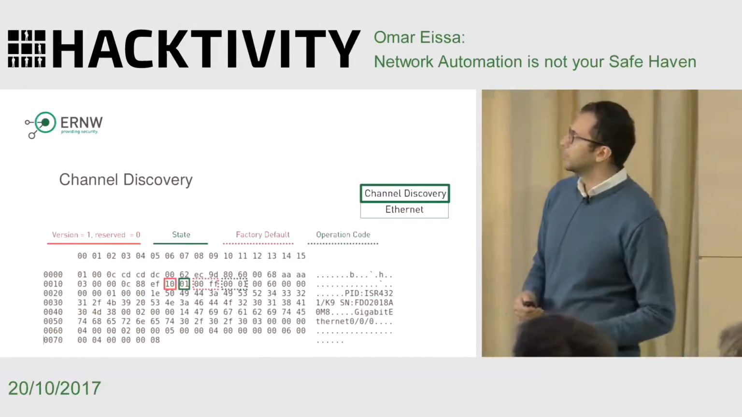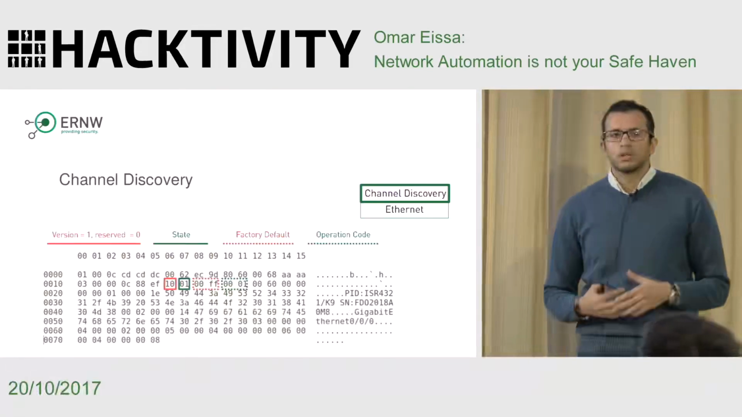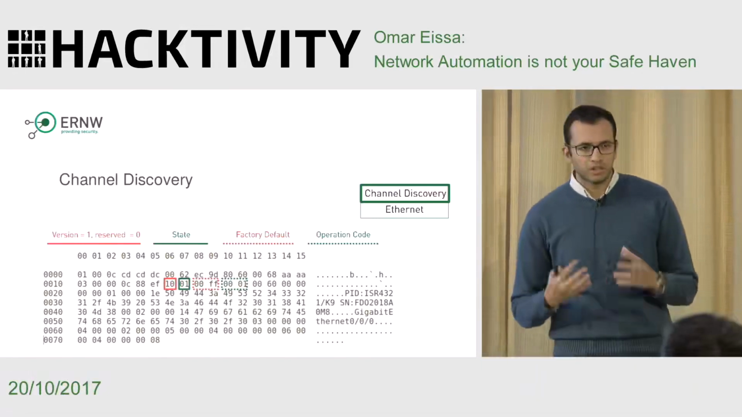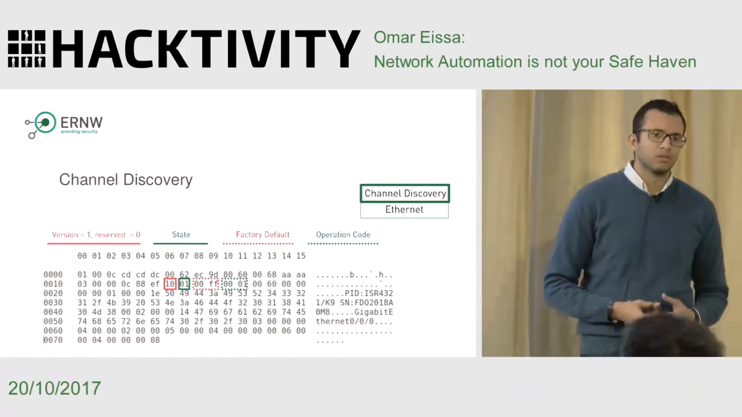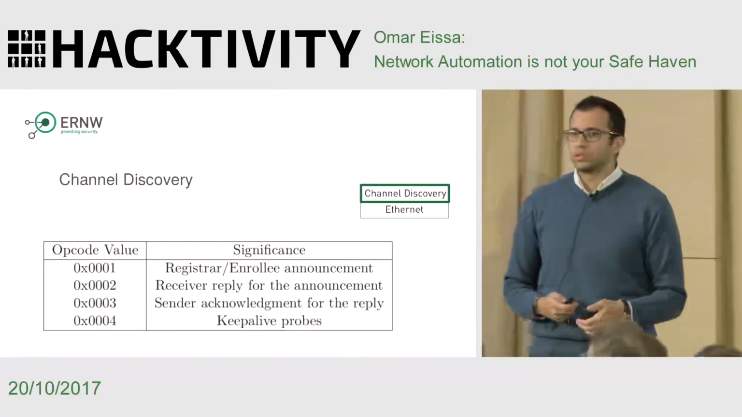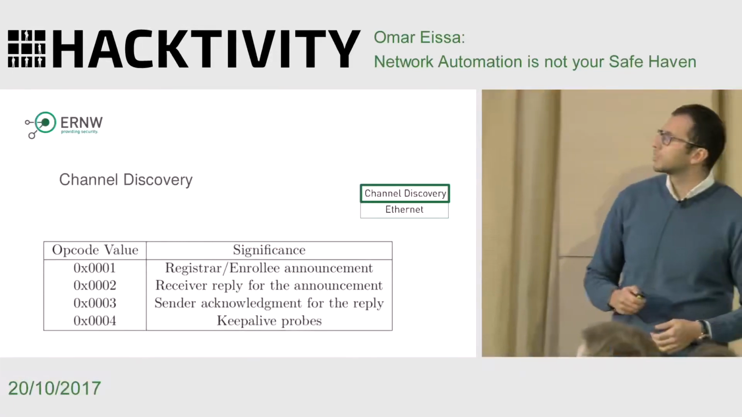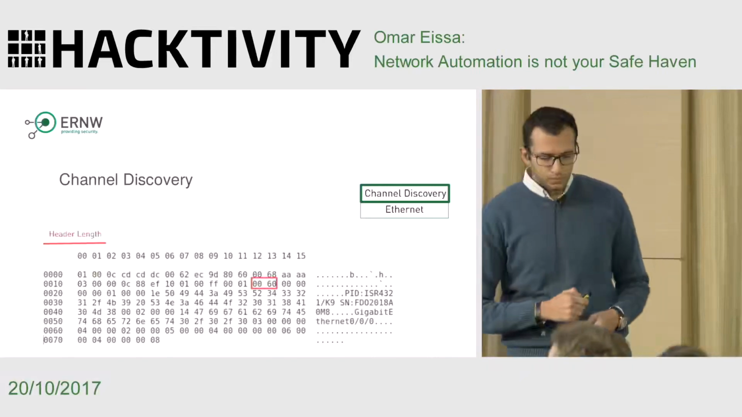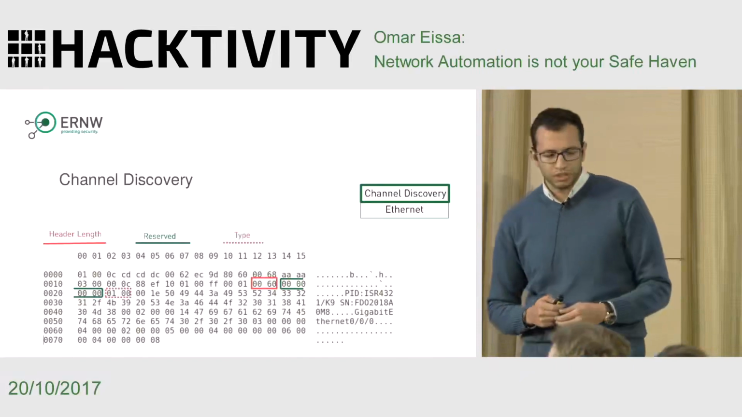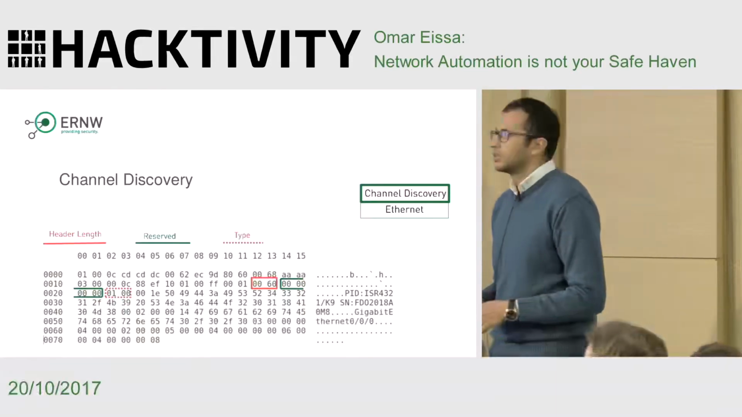Factory default, never change, and some opcodes. Opcodes mean the function and significance of such a frame: what role this frame plays throughout the whole communication. These are the available opcodes for the channel discovery. After that, we have the header length and some reserved bytes, then TLVs.